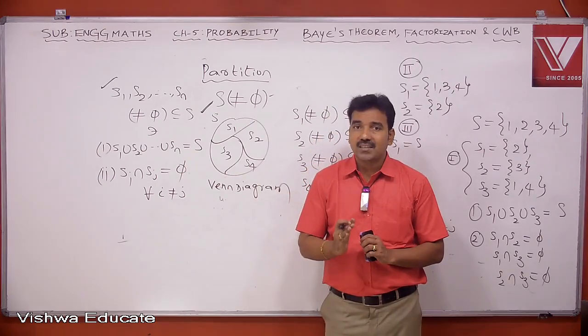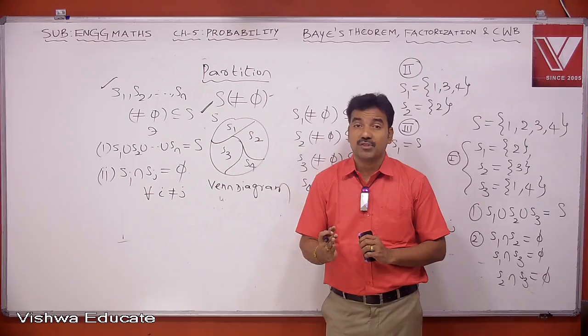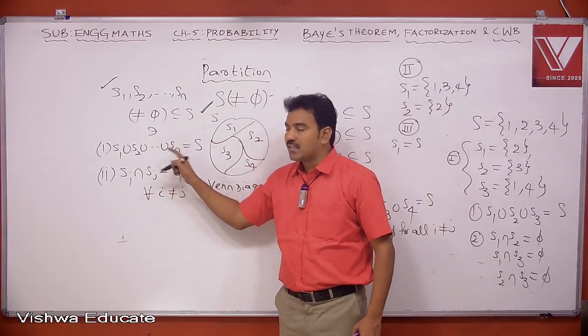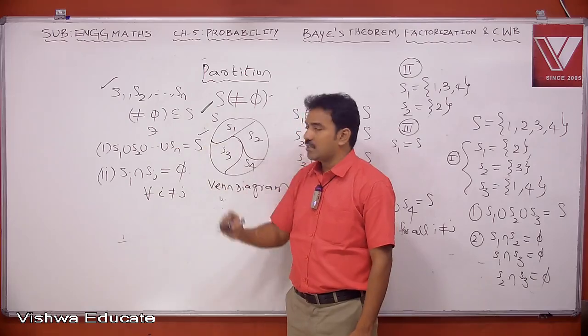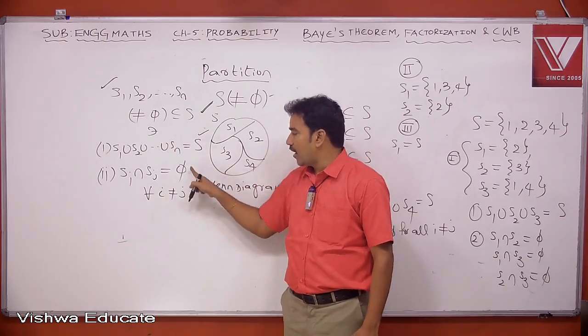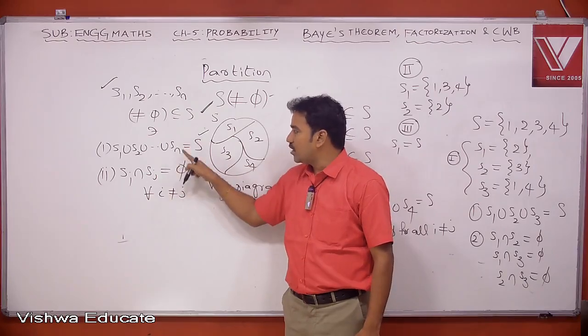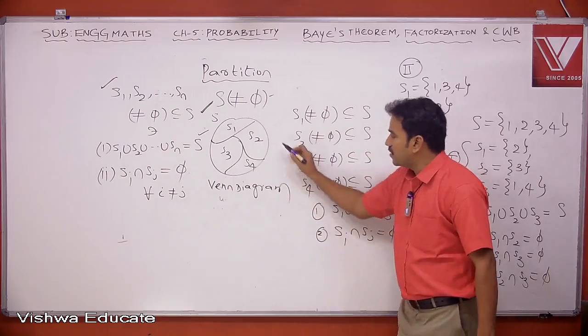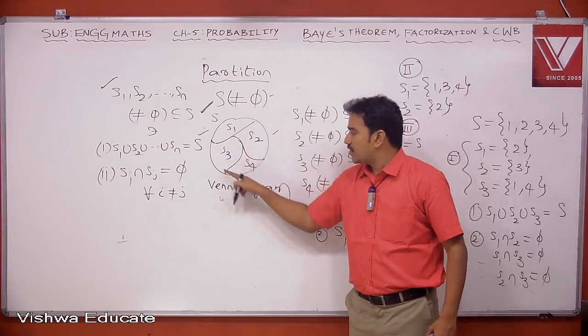You always consider finitely many non-empty subsets of S, so that when you make the union of all these sets, it must cover the original set, and the intersection of any two sets must be equal to empty. In that case, all these form a partition of S. When you come to this example, this is a general example. This is my set S.